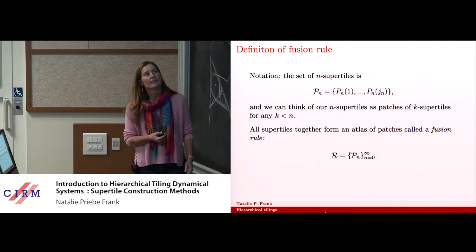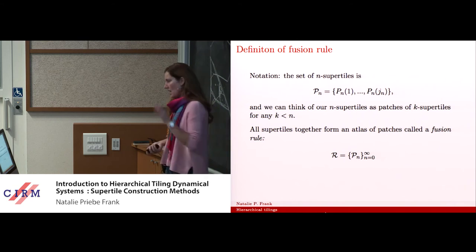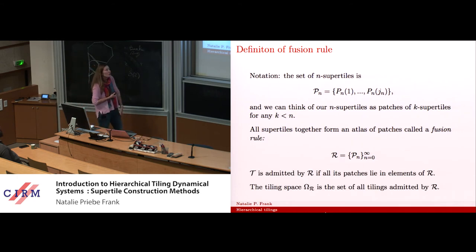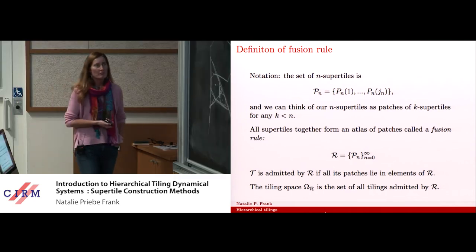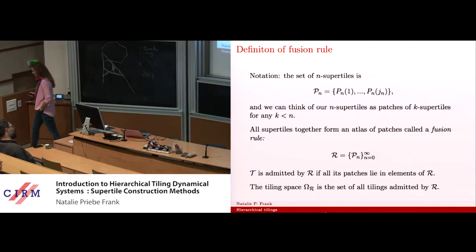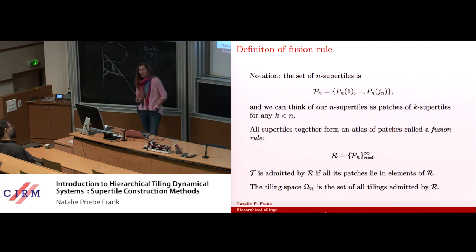All right, so you make this atlas that has all the patches in it, all the supertiles in it, and then you're just going to do the same thing we've been doing. Let a tiling be called admitted by the fusion rule if all of its patches can be found somewhere in a supertile of some level. And then you get yourself a tiling space that's the set of all tilings admitted by the fusion rule. And that is going to be closed, it's going to be translation invariant, and those are things that you can verify.